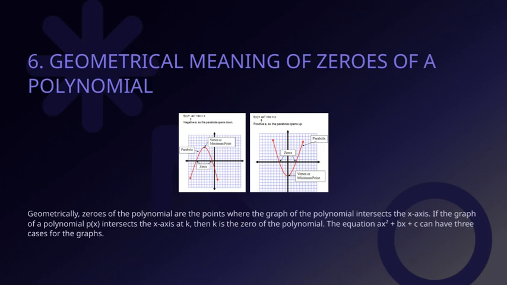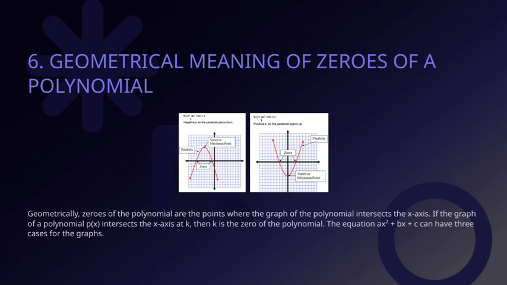Let's explore the geometrical meaning of zeros of a polynomial. Essentially, these zeros are the points where the graph of the polynomial crosses or touches the x-axis. In other words, if you look at the graph and see where it intersects the x-axis, those points correspond to the zeros of the polynomial.